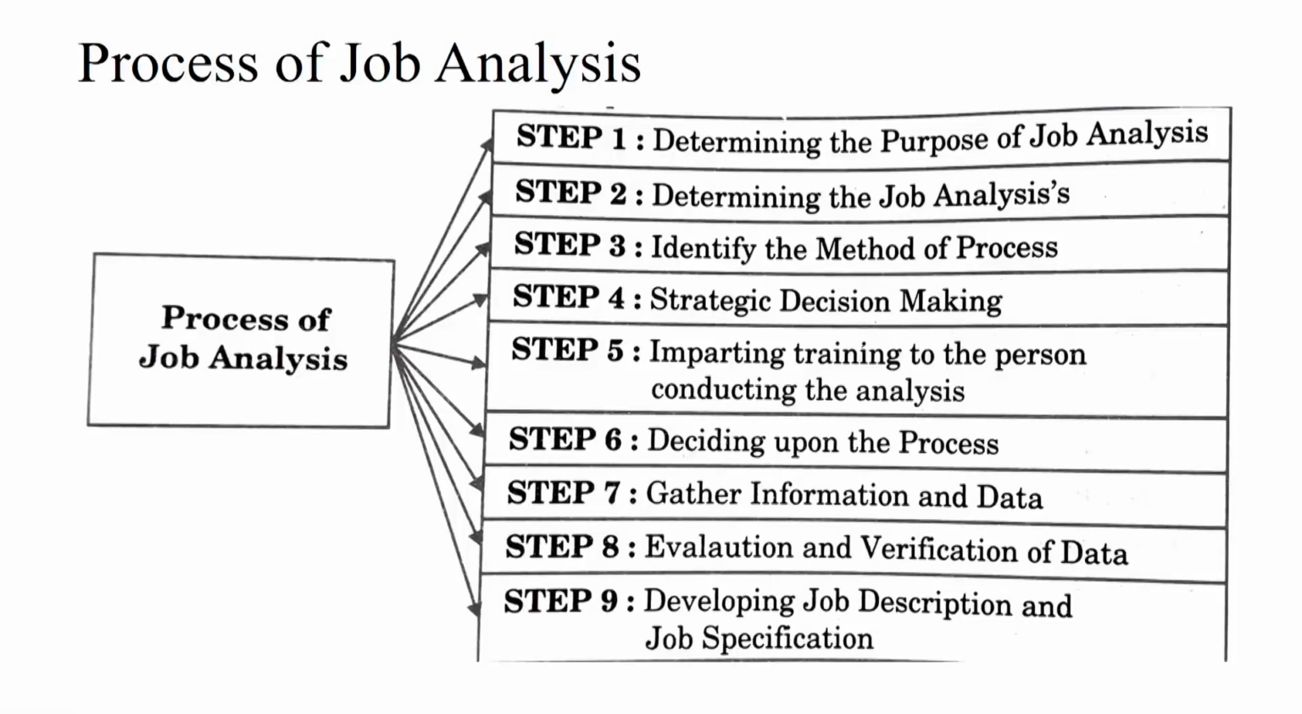Then the next step is related with deciding upon the process. Now, we have to collect information about a particular job. There can be different ways by which the information can be collected. This information can be collected with the help of questionnaires, observation, interviews, or feedback forms. So, we have to collect information from different sources, and once we collect the data, that information has to be compiled in the best possible manner. Only then can we come to know what are the specifications or the descriptions of a particular job.